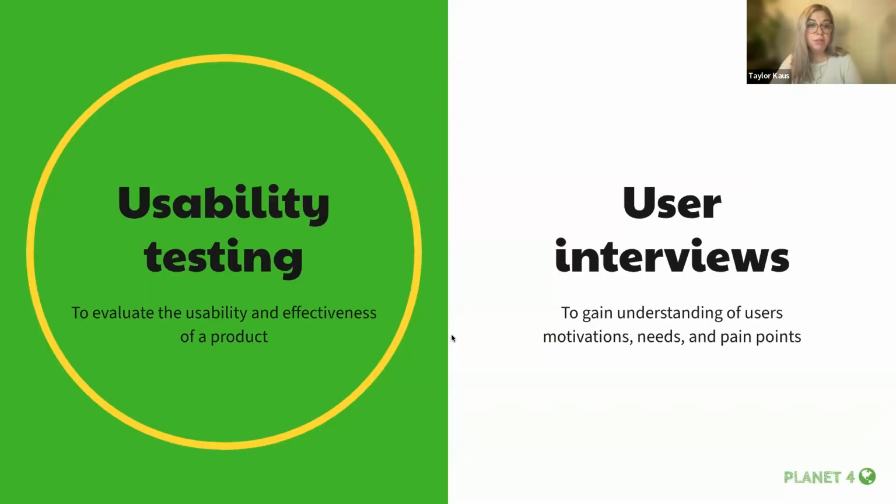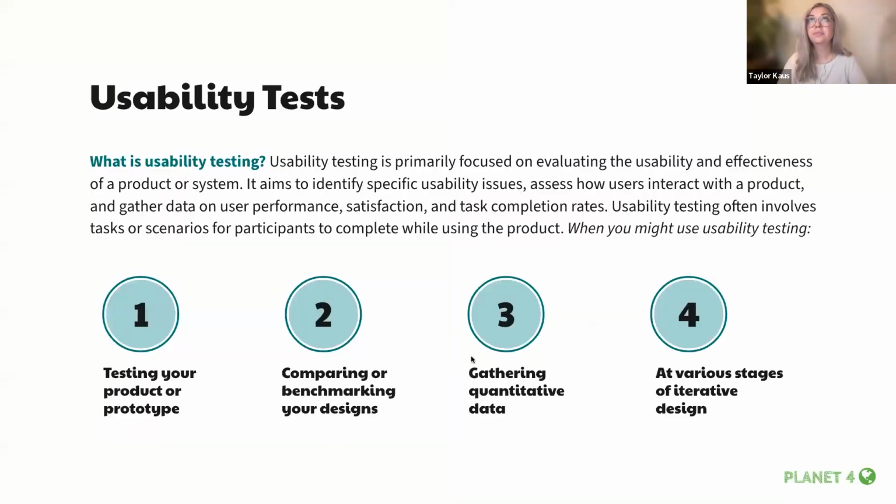So today we will be talking about usability testing, which is used to evaluate the usability and effectiveness of a product, and user interviews, which are used to gain an understanding of a user's motivations, needs, and pain points. There are several different types of usability research out there, such as surveys, card sorting, observations, and A/B testing, among others, but today we'll specifically focus on usability testing and user interviews, starting by discussing usability testing.